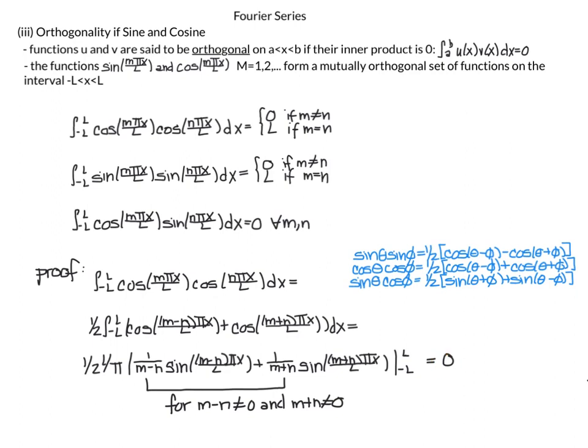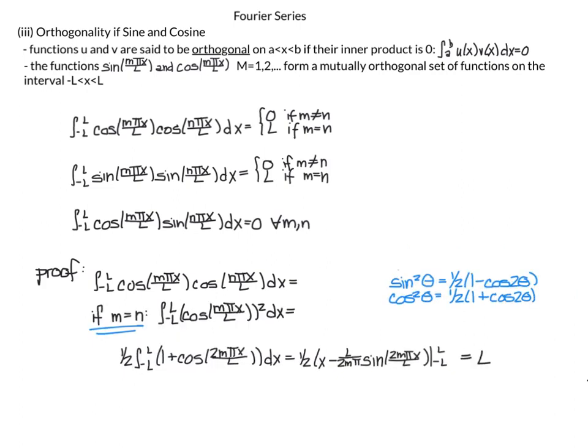And a critical thing to note here is that because we have this division, m minus n cannot equal 0. And also we want m plus n not equal to 0. So in other words, m does not equal n. So when m does not equal n, which is exactly what we have here, the integral equals 0. As I mentioned, these other two proofs are very similar. They just use the other two trigonometric identities.